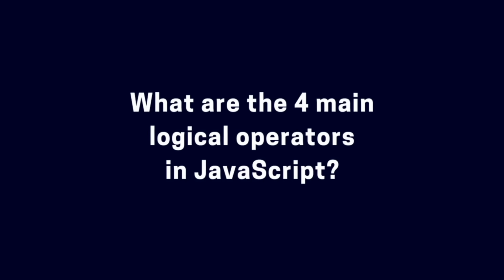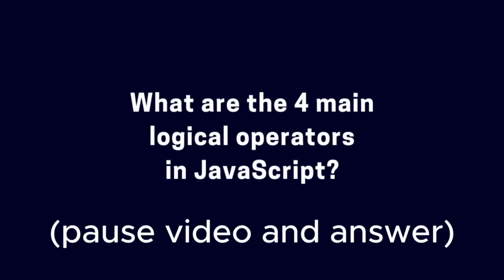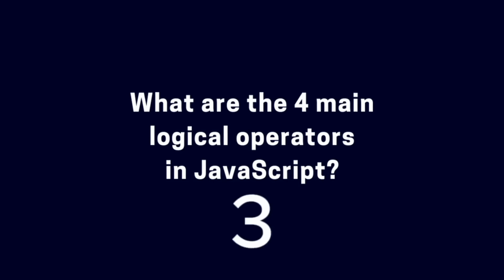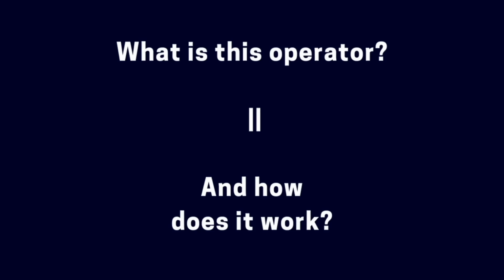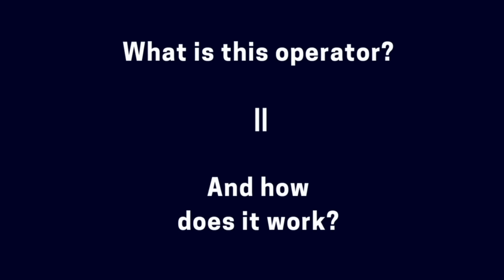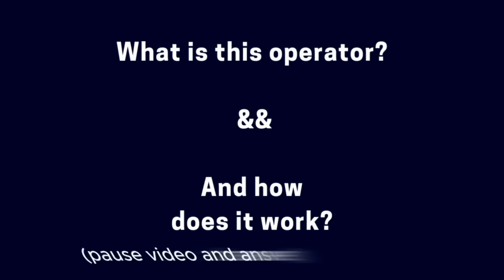What are the four main logical operators in JavaScript? The four main operators are the AND operator, the OR operator, the NOT operator, and the nullish coalescing operator. What is this operator and how does it work? This operator, represented by two vertical lines, is the OR operator. It compares two operands, or two values, and as long as one of them results to true, then the expression will return true.